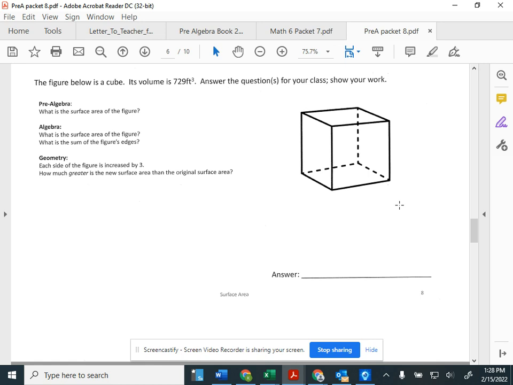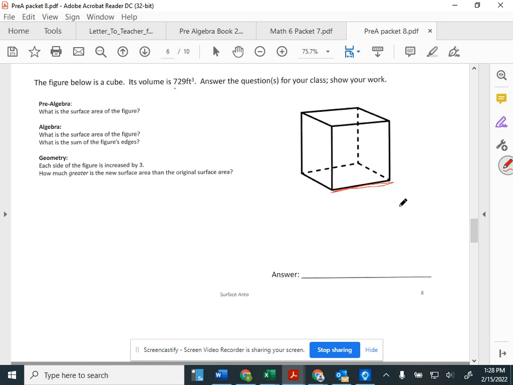What important information do we need to find area? The length of what? Yeah, the length times the width. So we need to find out what our length is. It's a cube, so we know they're all squares, right? So if you can figure out one side, can we know all the sides? Yes. Yeah.